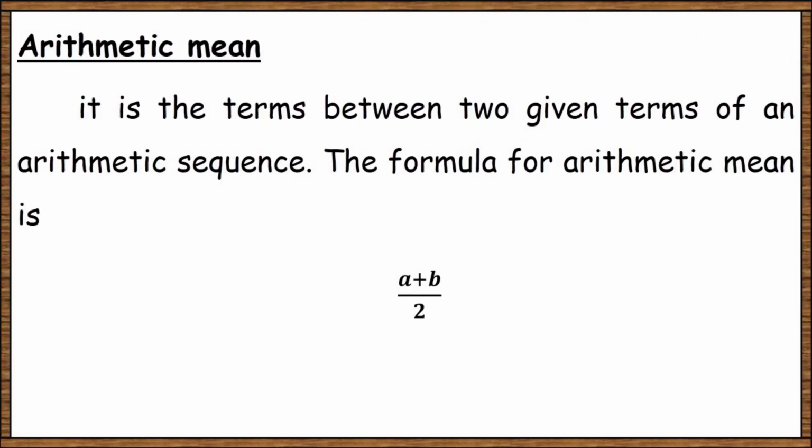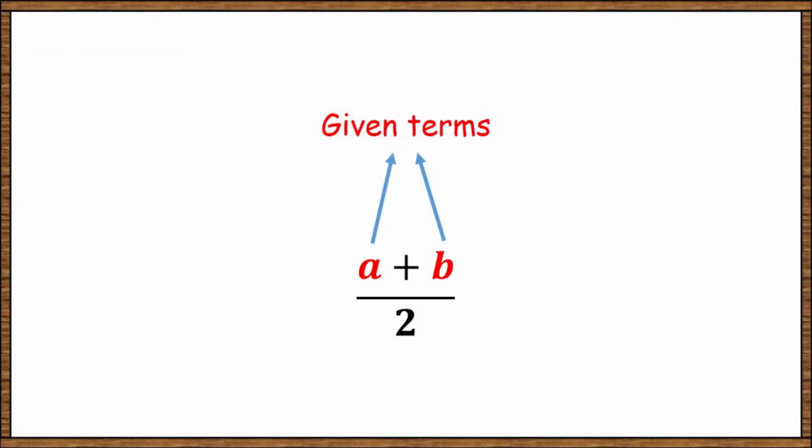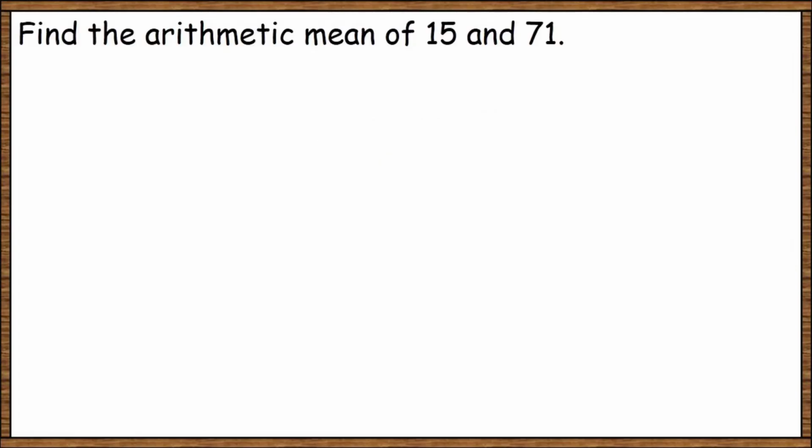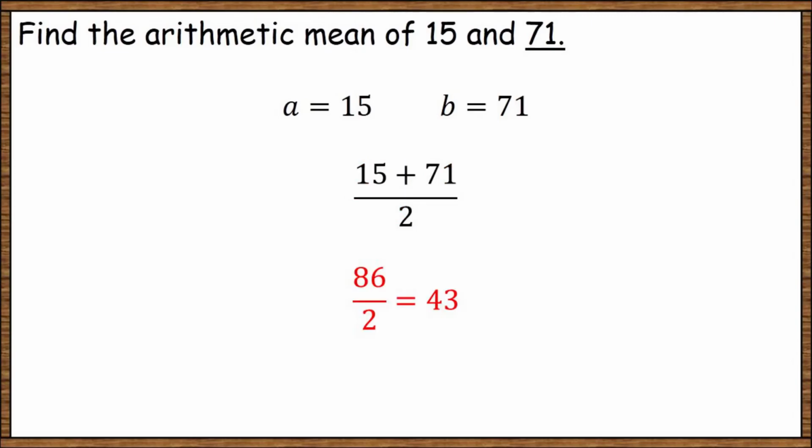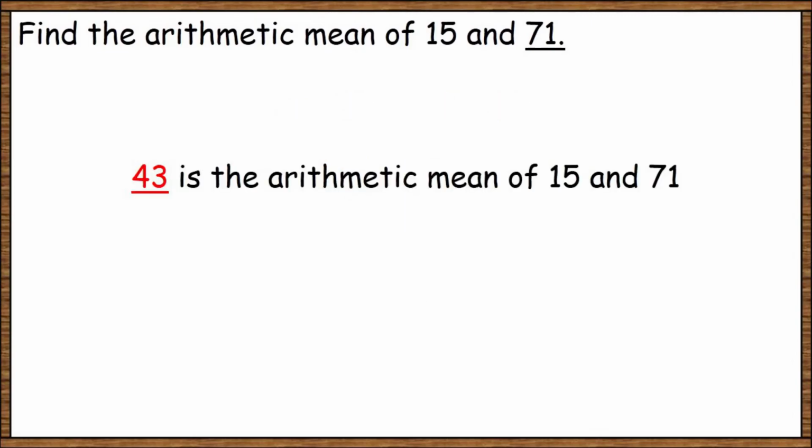Arithmetic mean. It is the terms between two given terms of an arithmetic sequence. The formula for arithmetic mean is a plus b over 2. Kung saan ang a and b ay ang given terms. Exercise number 6. Find the arithmetic mean of 15 and 71. Meron tayong given na a is 15, at b is 71. 15 plus 71 all over 2. 86 over 2 is equal to 43. Masasabi na natin na 43 is the arithmetic mean of 15 and 71.